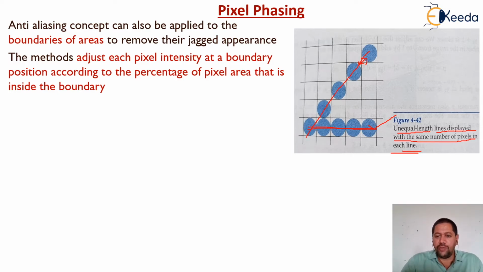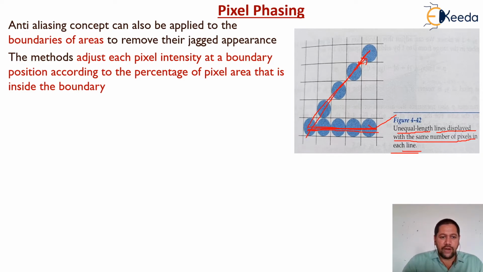They are not equal length; this has a different length, but the number of pixels is the same. Look at this, the number of pixels is 1, 2, 3, 4, 5. Five pixels are there. Here also I have 5 pixels, but the lengths are not equal. So the brightness of this particular line may be less as compared to the brightness of this line, which will be higher. That's why we are having such an effect, and for removing this we use the pixel phasing method, the anti-aliasing method.